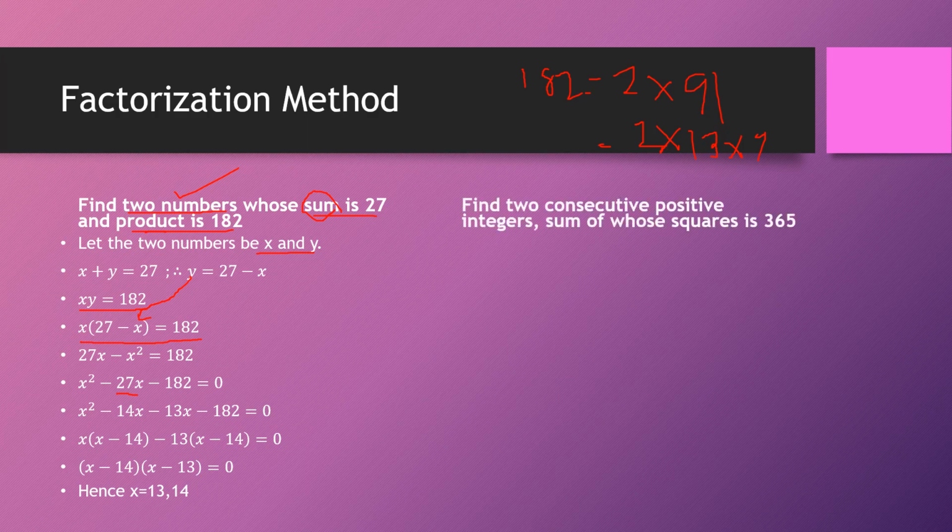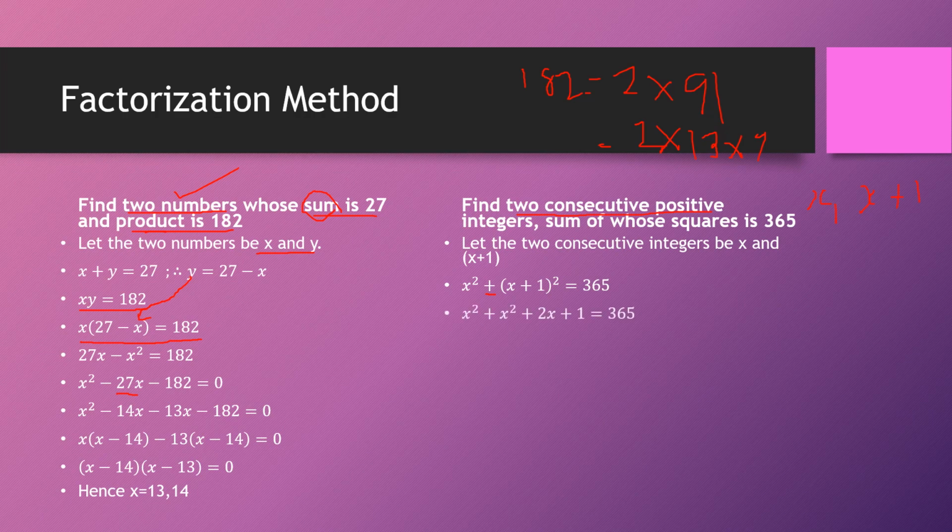Now find two consecutive positive integers. What are consecutive positive integers? If one is x, the other is x plus 1. I want the sum of their squares. Means first I have to do squaring, then I have to add. So the sum of the squares of both the integers should be how much? 365.